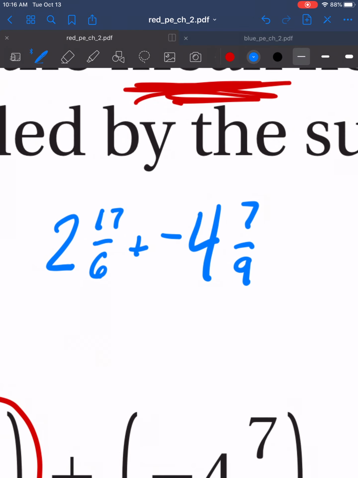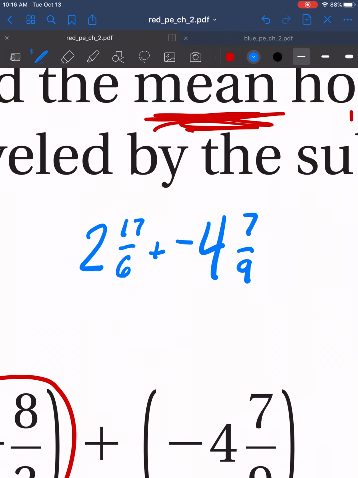Now, I do need to turn these into improper fractions to be able to add and subtract them. So I'm going to go ahead and times, plus. 6 times 2 is 12. 12 plus 17 is 29. Keep your denominator. Okay, 4 times 9 is 36. 36 plus 7 is 43. Keep your negative sign in there too.